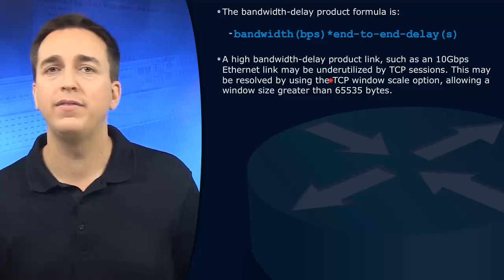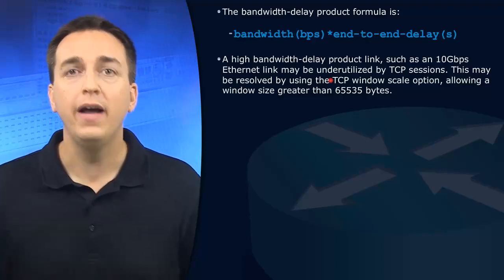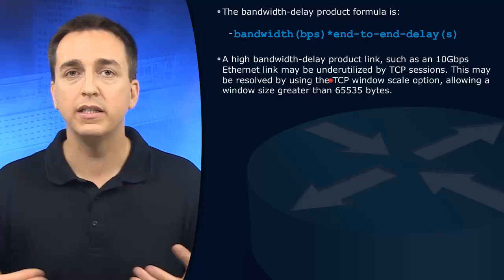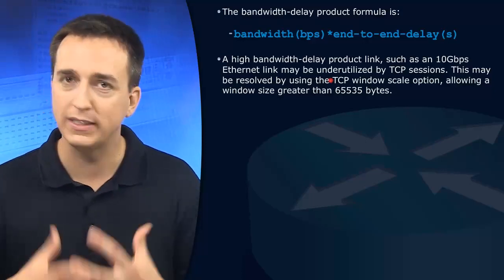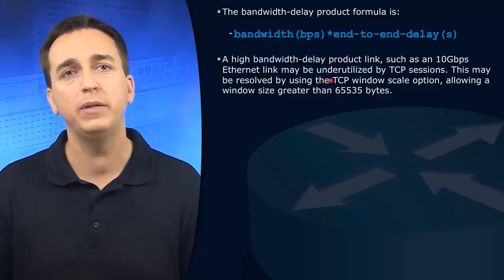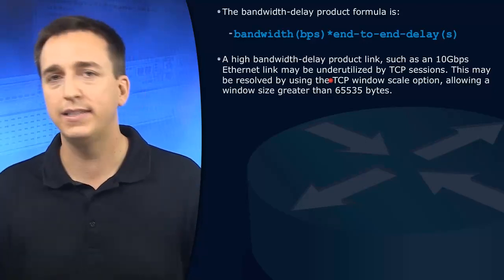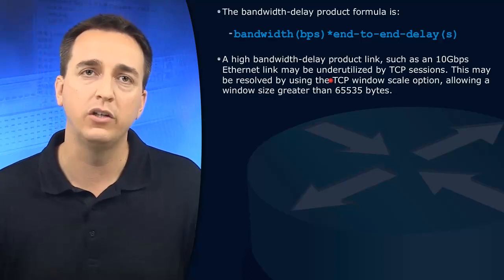So for example, you might have 10 gig links in your network and they're being underutilized simply because of the behavior of TCP with this maximum window size. But the window scaling option now with TCP gives us the ability to take advantage of these high-speed links, send a lot more before they have to be acknowledged.